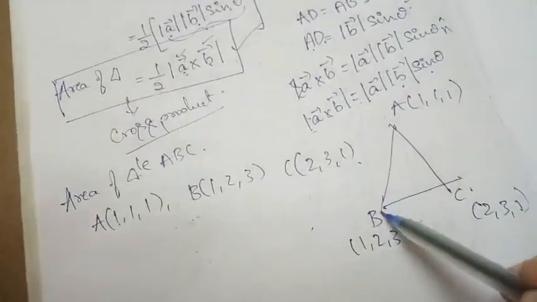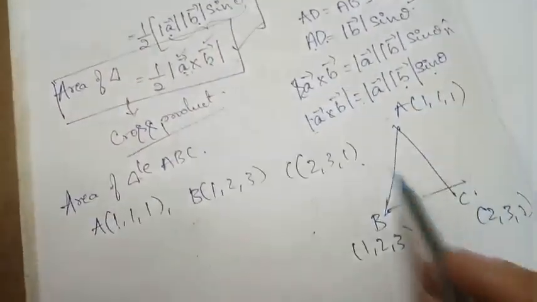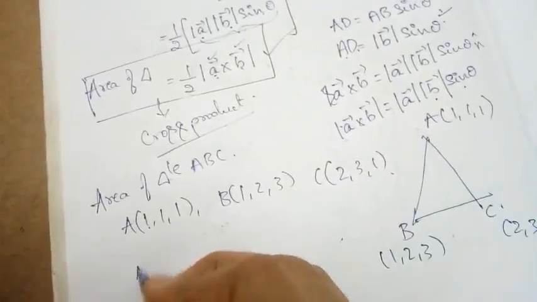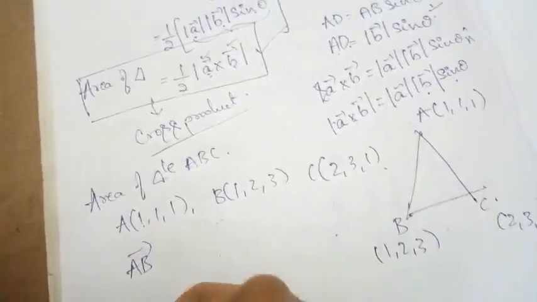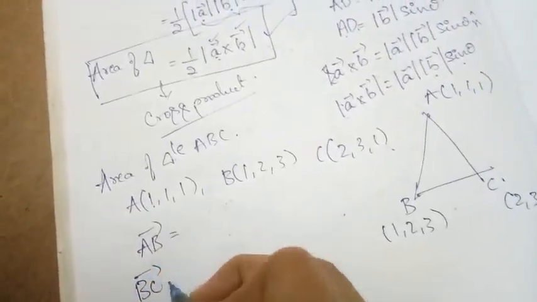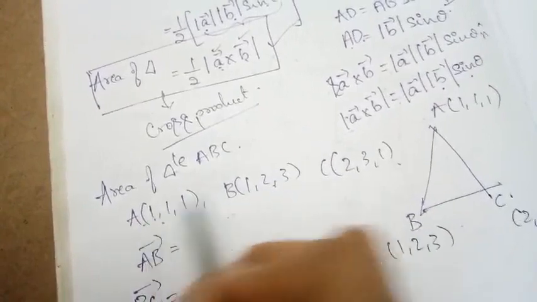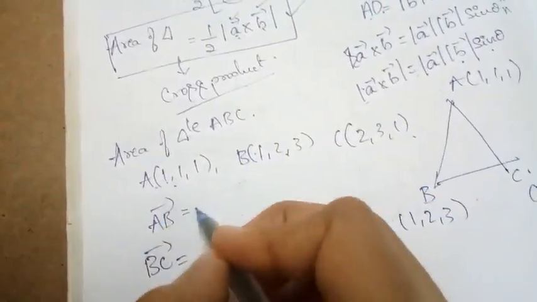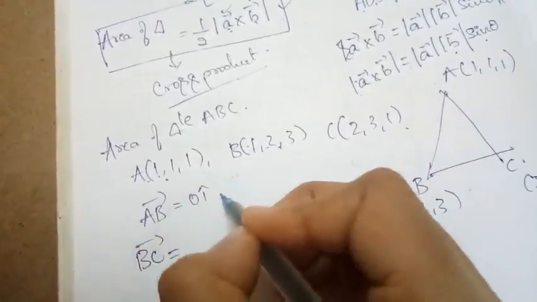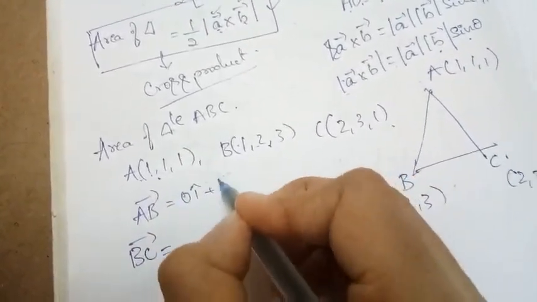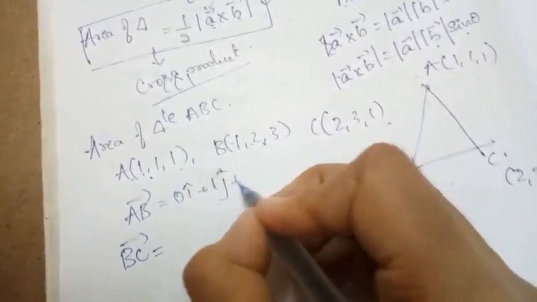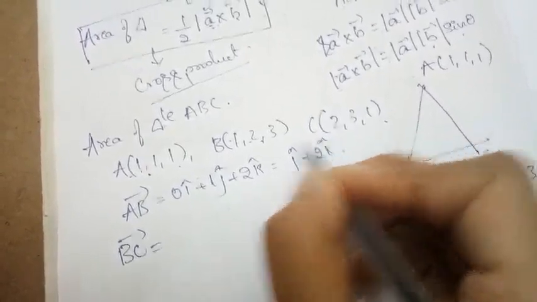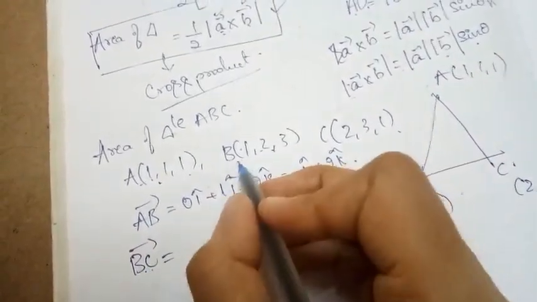Before we use this formula, we need to find any two adjacent sides. I will consider those two adjacent sides as vector AB and vector BC. So I will find these two adjacent sides. When we are given two points, how are we going to find vector AB? It is nothing but 1 minus 1, 0 i cap, 2 minus 1, 1 j cap, 3 minus 1, 2 k cap. So it is nothing but j cap plus 2 k cap. It is our vector AB. Now I need vector BC.